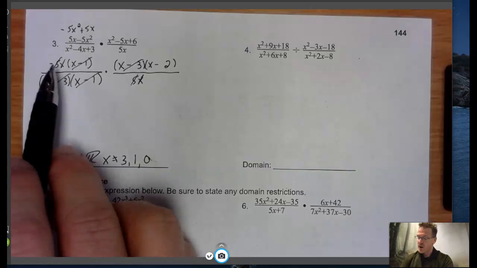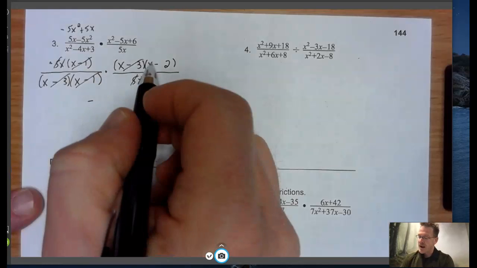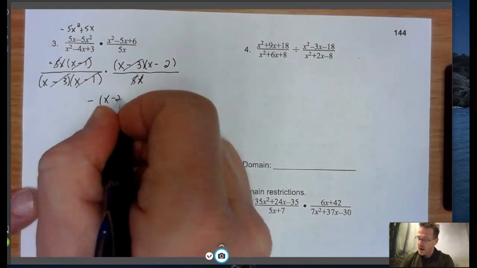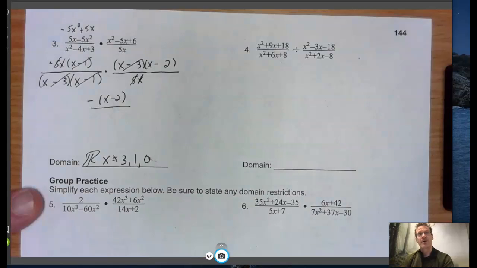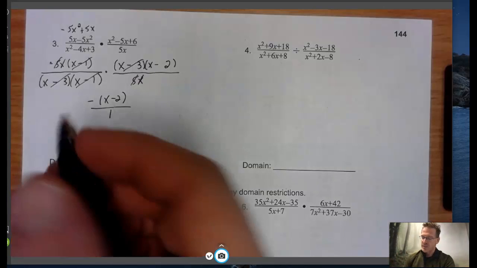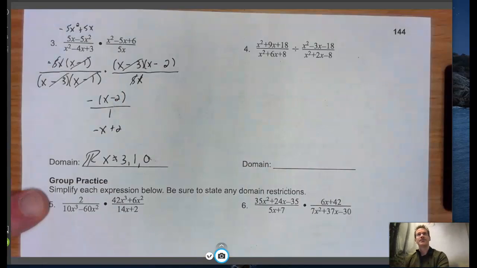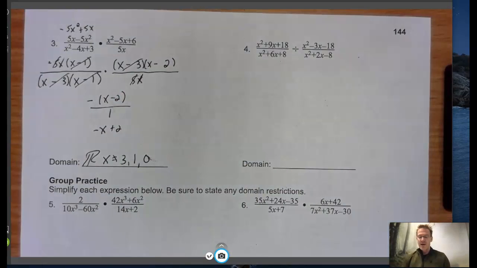In my numerator, I have this negative 1, so don't forget about that. So I have that negative 1 left, and I have x minus 2 over there. Now notice in our denominator, we don't have anything left. So we just have a 1 there, because everything is divided to be 1. So if you wanted to simplify this one, you could write this as negative x plus 2, or you could leave it like that. And that's really all we have.